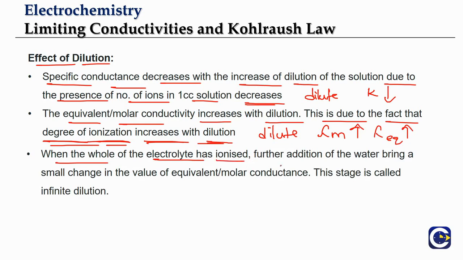or we are taking 1 equivalent, then the further addition of water, or we can generally refer to it as a solvent. Adding solvent is going to be called as what? Dilution. If the solvent is water, we will be adding water, otherwise we are talking about solvent. But most of the electrolytes we will be using water as the solvent. So further addition of solvent or water brings a very small change in the value of the equivalent or molar conductance, and this stage is called as what?